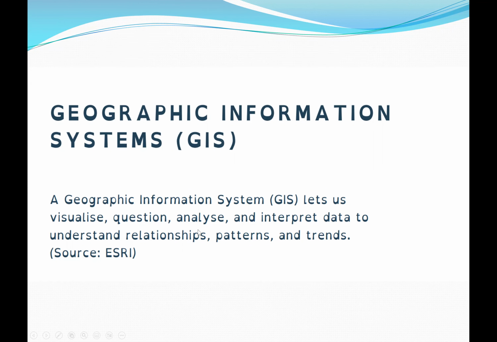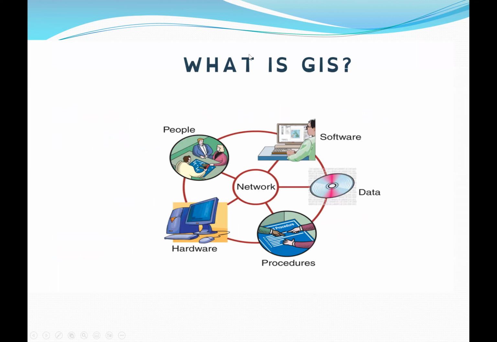A geographic information system is an application system or data analysis system that makes it possible for us to analyze data that is related to a location or spatial data. So GIS consists of the following. From this diagram, we have people, hardware, procedure, data, and software.